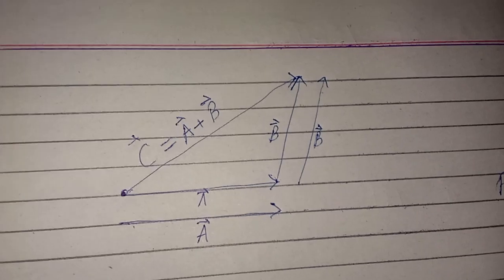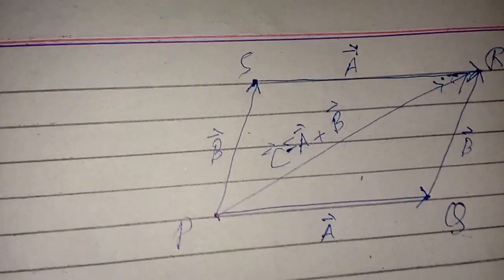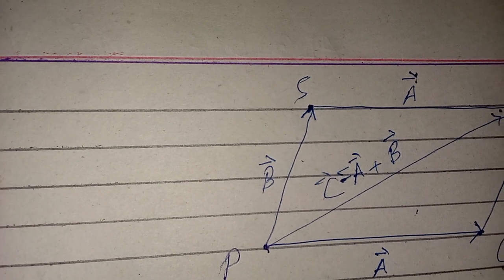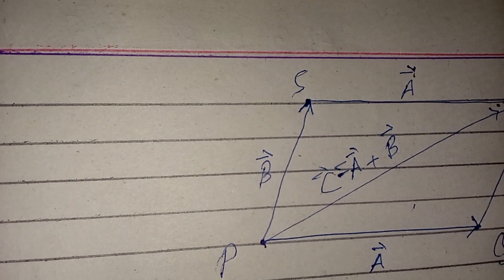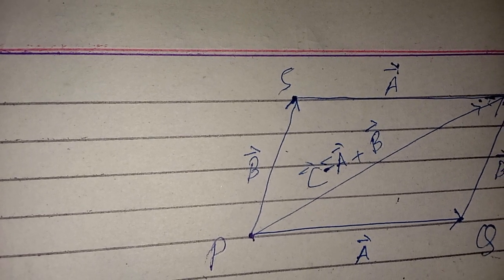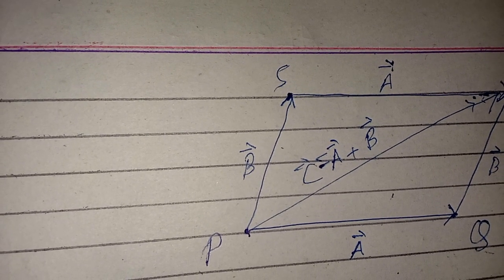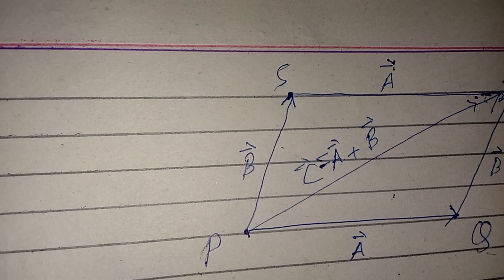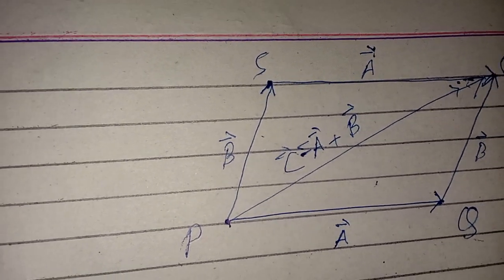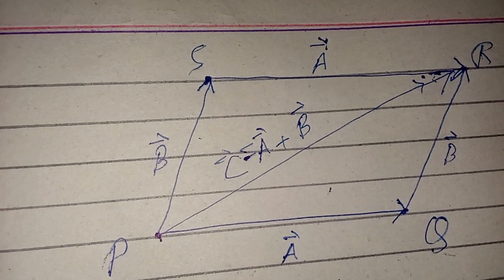It is also called the parallelogram law of addition, because vector c equal to a plus b is given by the diagonal of the parallelogram PQRS determined by vectors a and b. You can see in this figure.